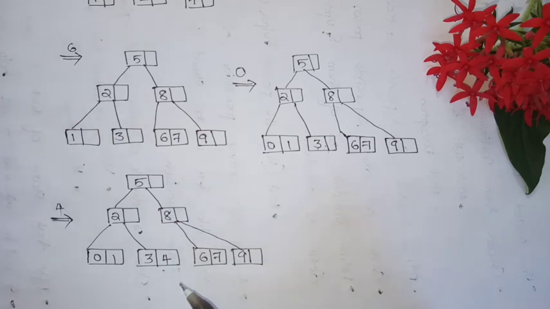Also, in this tree each and every node is in a sorted manner. It's also a self-balancing tree, and all the leaf nodes of this particular tree are at the same level. So this is our final B tree.